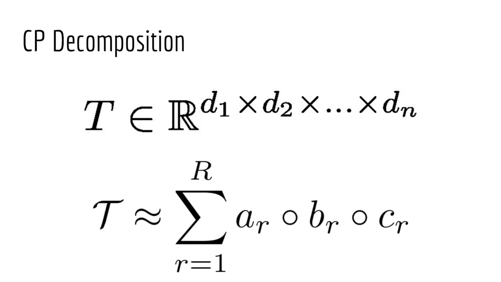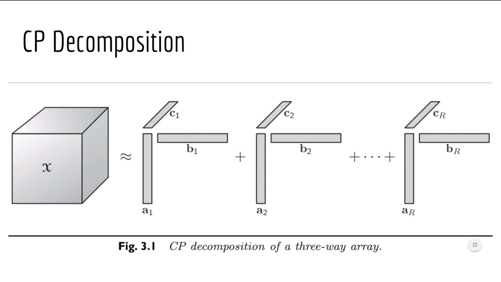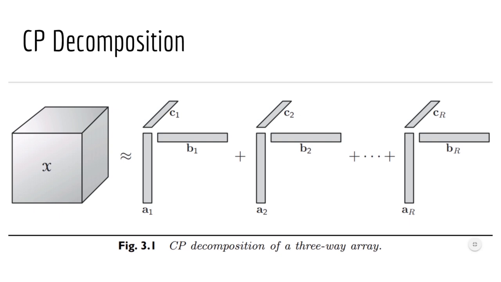The best R is the one that minimizes the reconstruction loss between the original tensor and the reconstructed tensor from the decomposed matrices. CP is best visualized in case of a three-dimensional tensor by decomposing it into the summation of relevant vectors from 2D matrices. Hence, this diagram explains how each element in the three-dimensional tensor is computed from the vector product A1 by B1 by C1 up to R times.